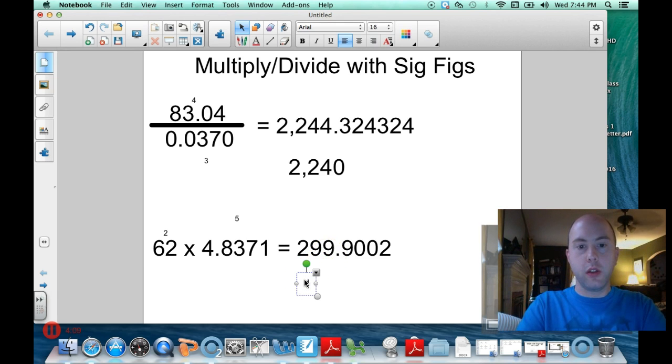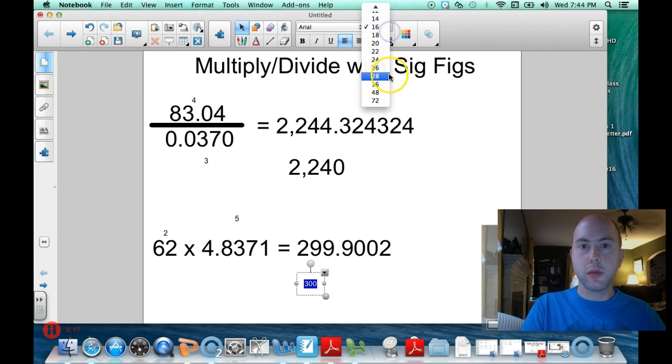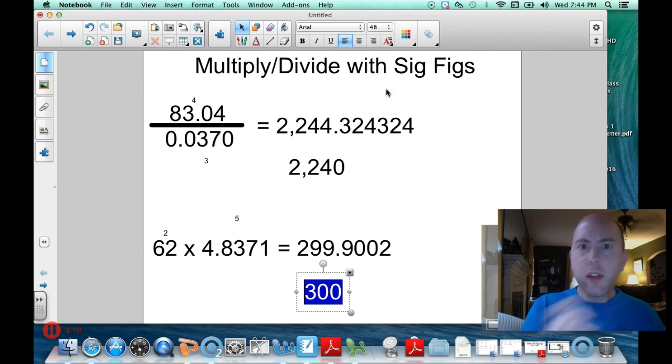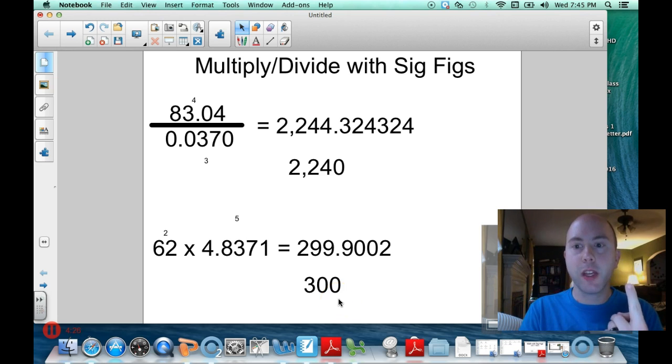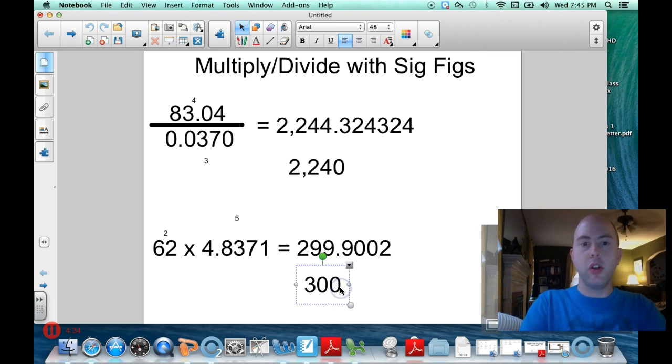So, 300. But we have a problem. How many sig figs is 300? That's right, it's only 1 sig fig. We have to have 2 sig figs. So how do you change this to 2? Someone goes, oh, just go 290. No, that's not the right answer. Yes, that's 2 significant figures, but that's not the right answer. We need to have 300.